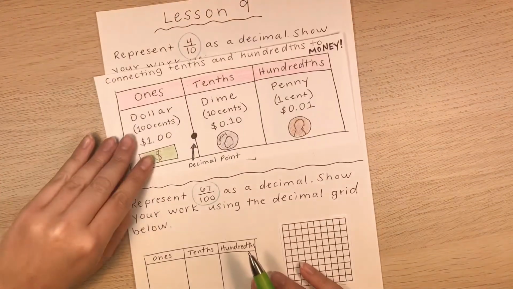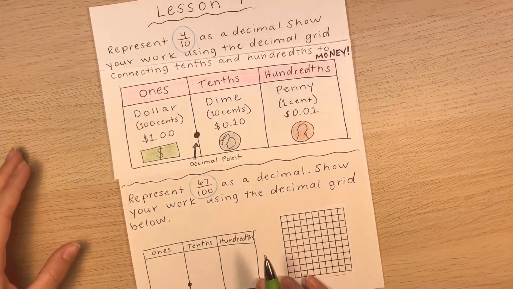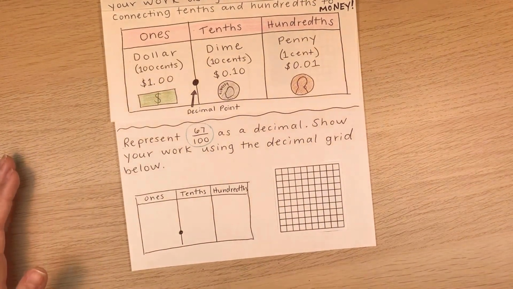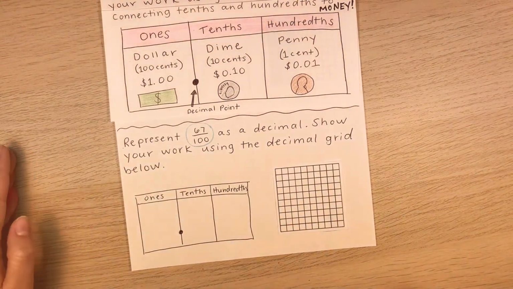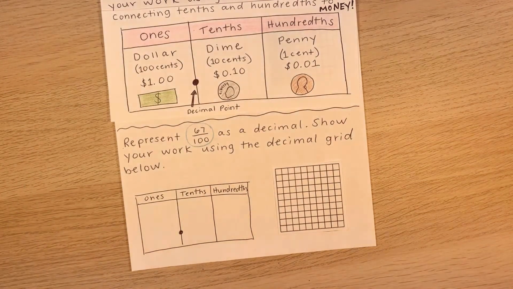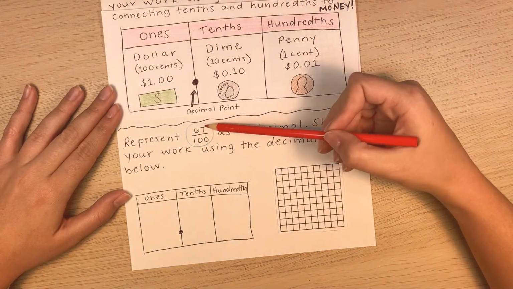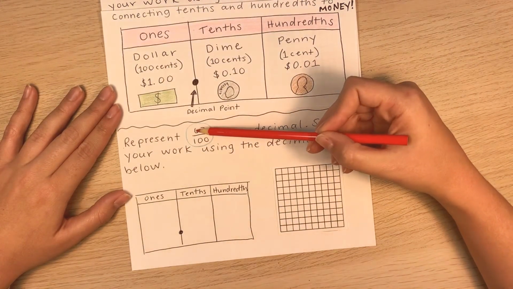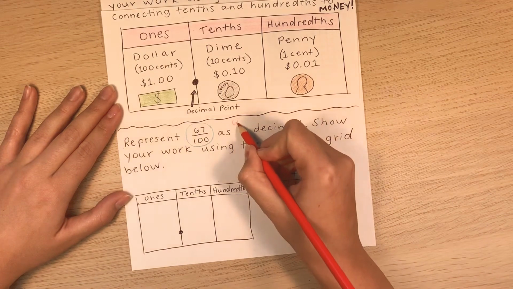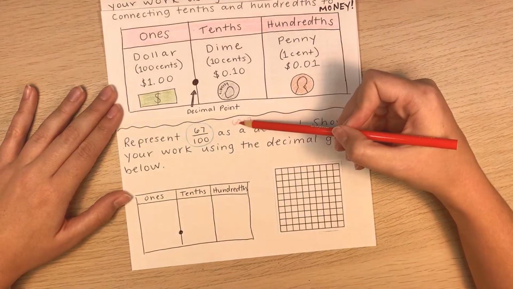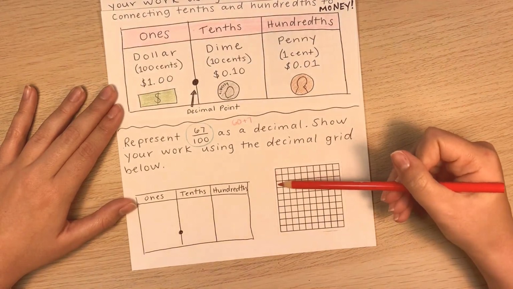Our next problem, we have represent 67 hundredths as a decimal. Show your work using the decimal grid below. So 67 hundredths, I know we're going to be using units, but I also see that 67 is made up with 60 plus 7. And I know I can represent 60 with 6 rods. So let's do that first.